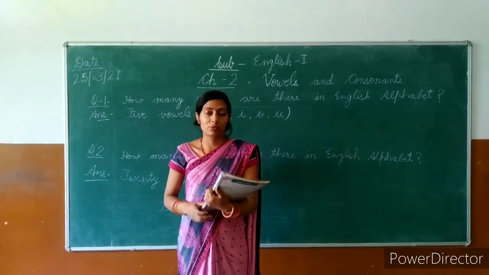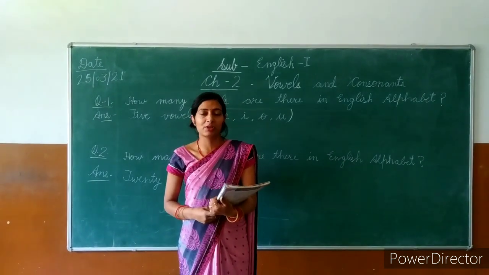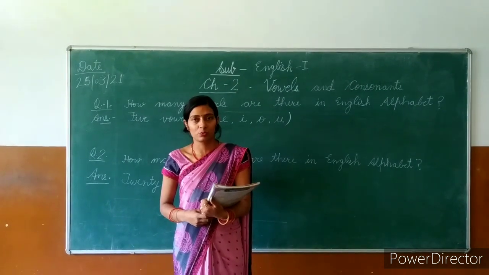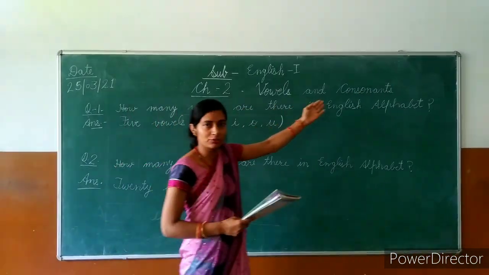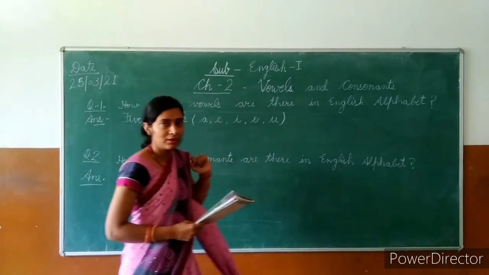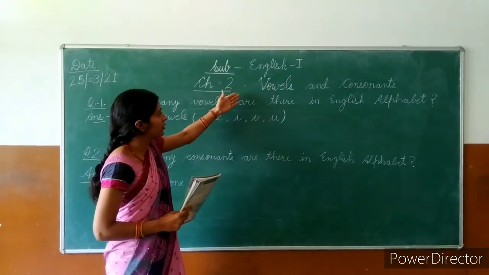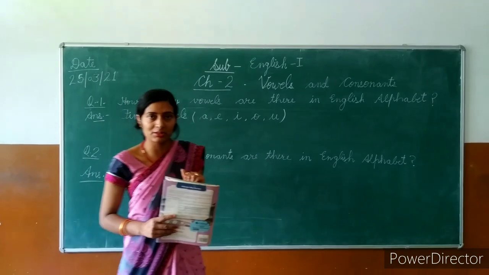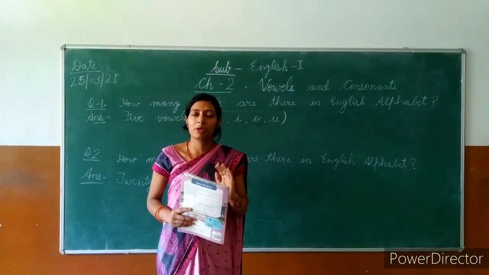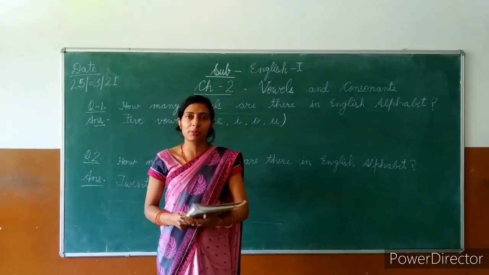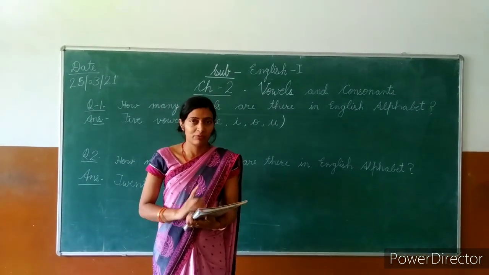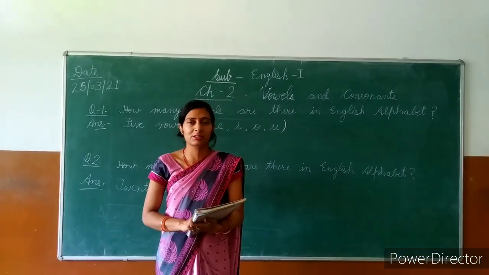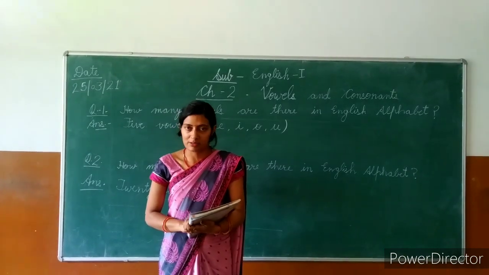Okay. So today in this class we are going to learn lesson 2, and the name of lesson 2 is vowels and consonants. Before learning about vowels and consonants, I ask you a question. How many letters are there in the English alphabet? Very good, 26. We learned in the previous class that there are 26 letters.